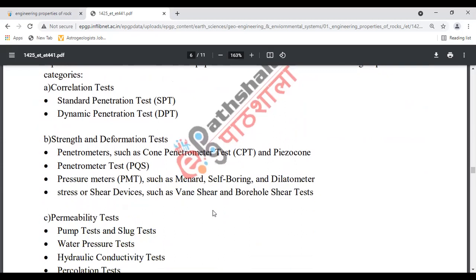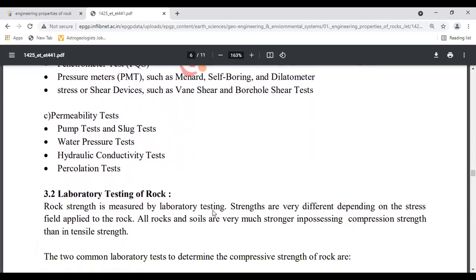Penetrometers such as the cone penetrometer test CPT and piezocone penetrometer test, and pressuremeters PMT such as Menard and self-boring, and dilatometer. Stress or shear devices such as vane shear and borehole shear test. Permeability tests: pump test, slug test, water pressure test, hydraulic conductivity test, percolation test.